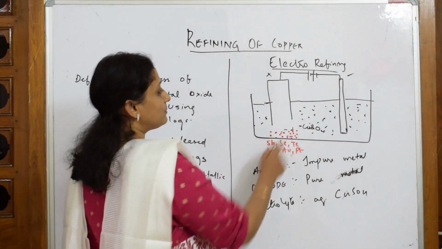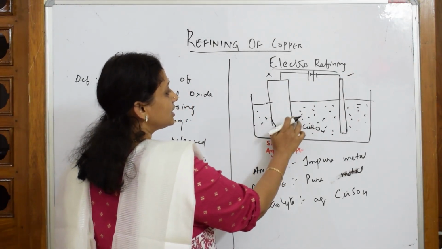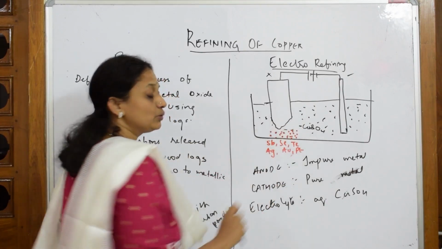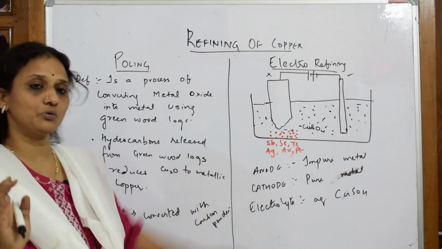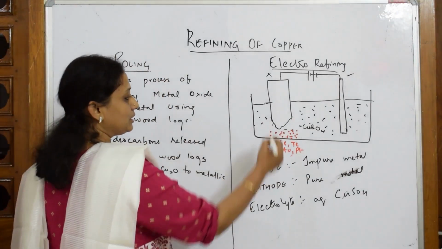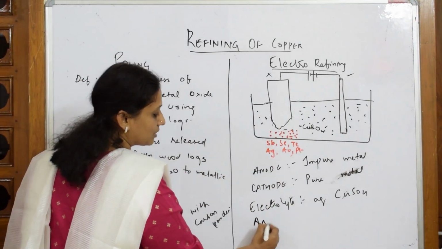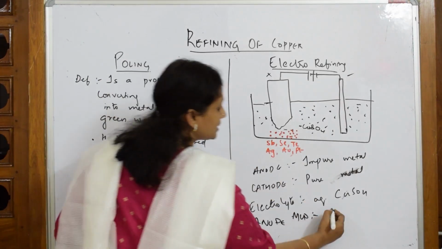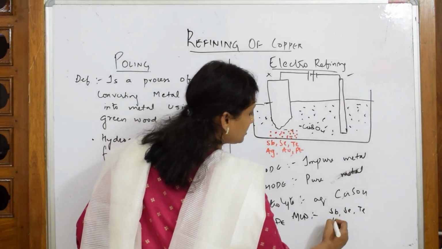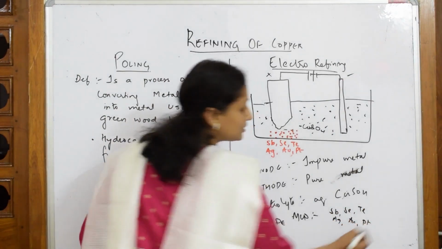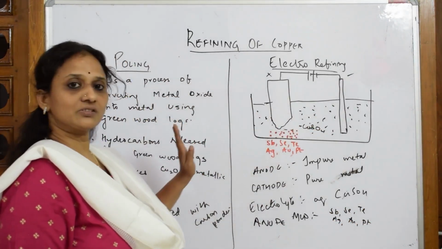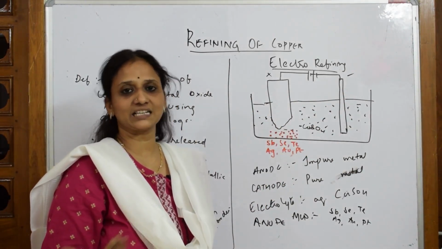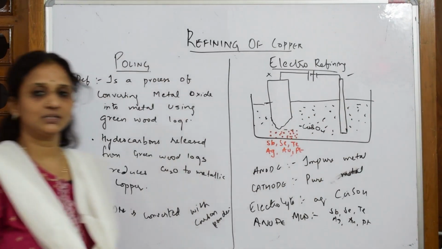The impurities which come and settle here include tin, selenium, tellurium, silver, gold and platinum. The trace amounts are collected. Because they are collected below the anode, it is called anode mud. So anode mud contains tin, selenium, tellurium, silver, gold and platinum traces. All the impurities are on this side, and at the pure electrode, the cathode, you will have the pure metal which can be scraped off and used for further research.